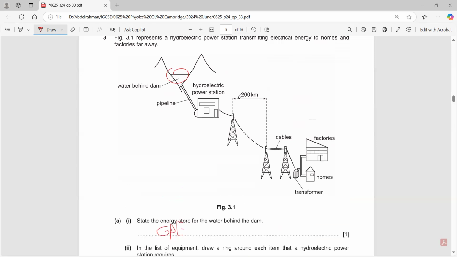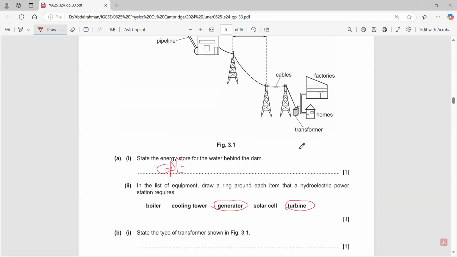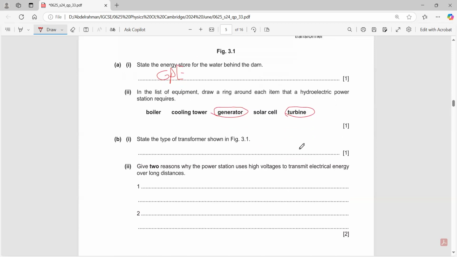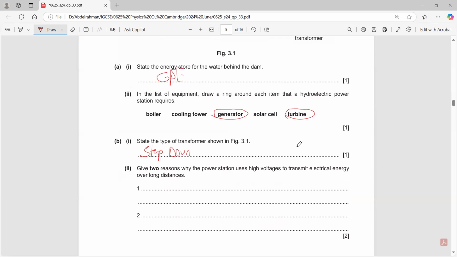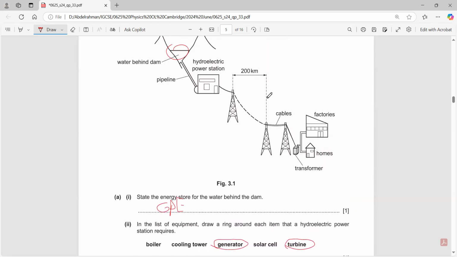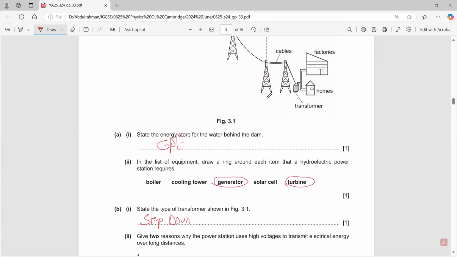State the type of transformer shown in 3.1. The transformer right before the homes and factories. Is it a step up or step down? Yes, it is a step down transformer. Why? Because in the cables, it has very high voltages. We're talking hundreds of thousands of volts, which are very, very dangerous to us humans. If, for example, 100,000 or 1 million volts enters our homes, we will probably be electrocuted. And we want to avoid that.